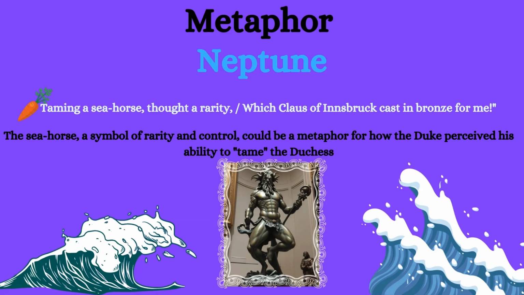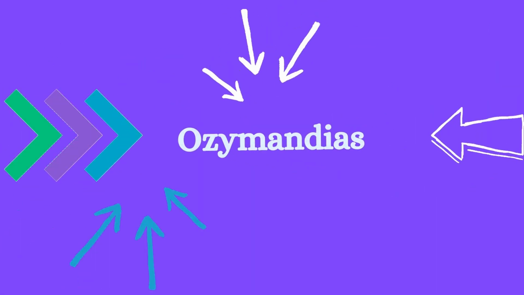Neptune. The seahorse, a symbol of rarity and control, could be a metaphor for how the Duke perceived his ability to tame and control the Duchess and those he perceives weaker than himself, through likening himself to the god. The use of metaphors links to the poem Ozymandias.